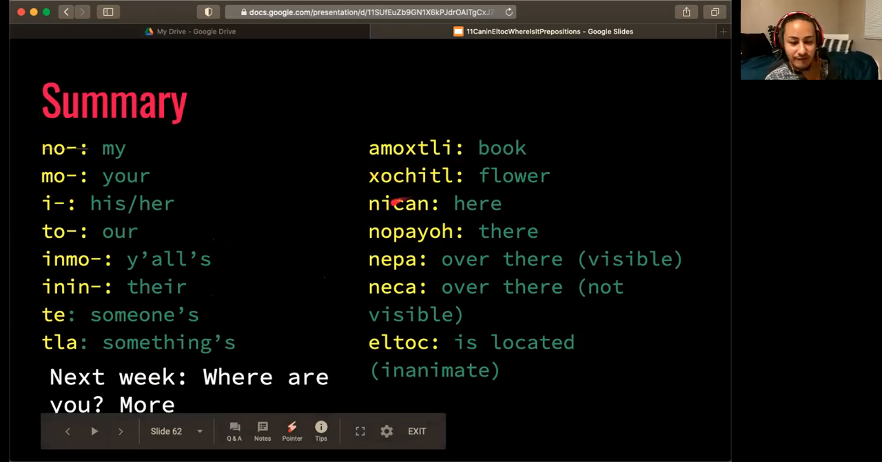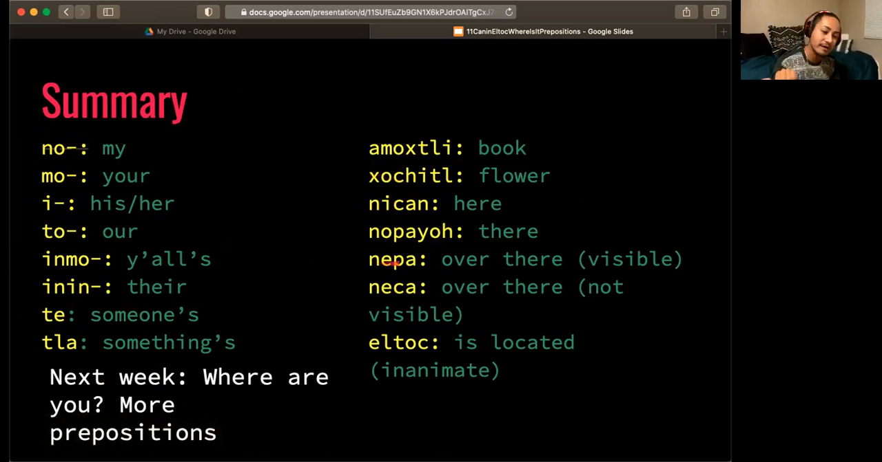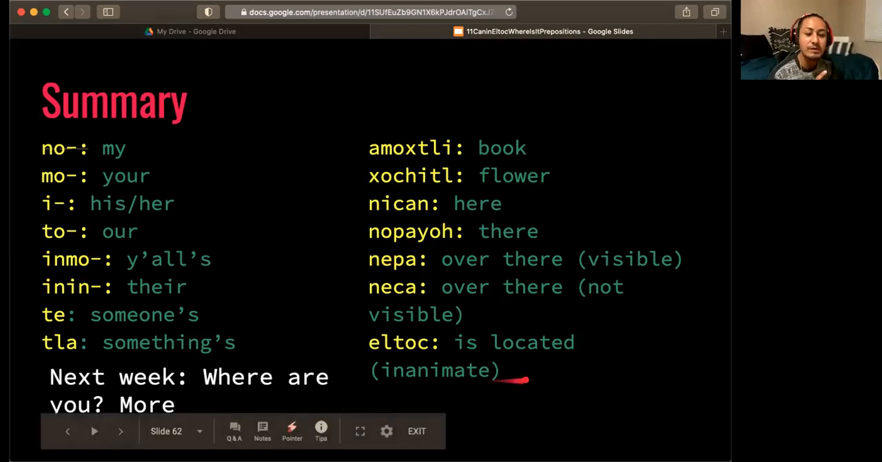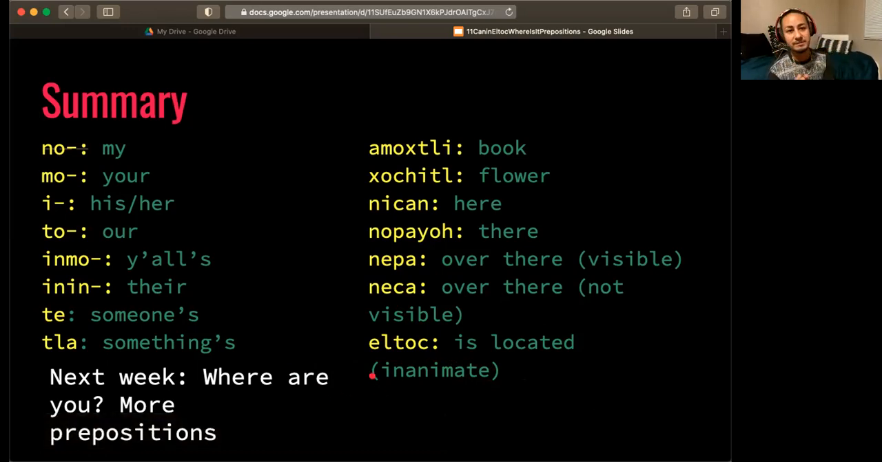Anyways, amoshli book, shochi flower, nikan here, nopayo there, nepa over there, but you see it, neka over there, but you don't see it. Eltoc is to be located in a location, but this is only applicable to inanimate objects. So if you remember from a couple of lectures ago that in Nahuatl you can only pluralize inanimates, like if you have one book, it's amoshli. If you have two books, it's amoshli, and that doesn't change. So Nahuatl also distinguishes something being in a location, whether it's inanimate or animate. So if you want to say Eltoc, mostly you're saying a book is there or whatever, a book is in a location. But if you want to say a person or like an animal is in a location, we're going to use a different verb, which you'll learn next week, which is Itstoc.